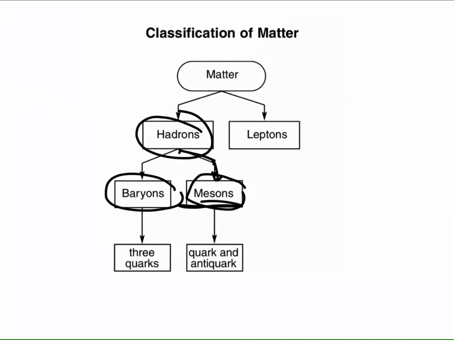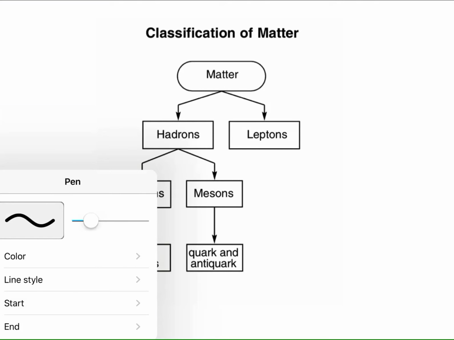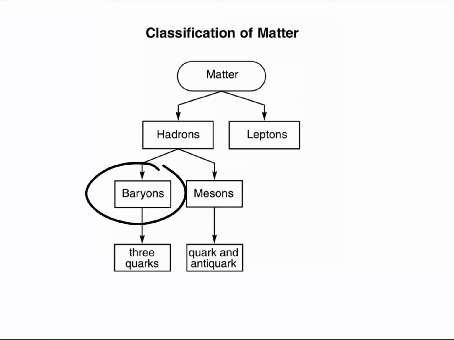So now we have the last one, baryons. Baryons are probably, arguably, the most important to us because baryons are our meat and potatoes. Baryons are where, for instance, our protons and neutrons lie.